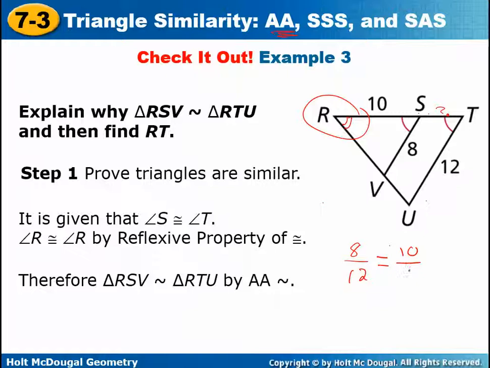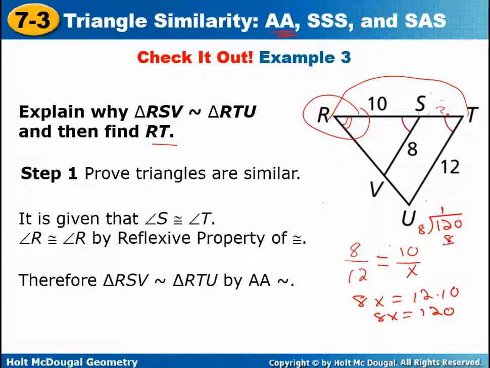And I don't know this part here. That's my unknown. That's what I'm trying to find, RT. So I would solve this. So 120 equals 8x. And then you would find what RT would be equal to. So x equals 15, and that is actually what RT is.